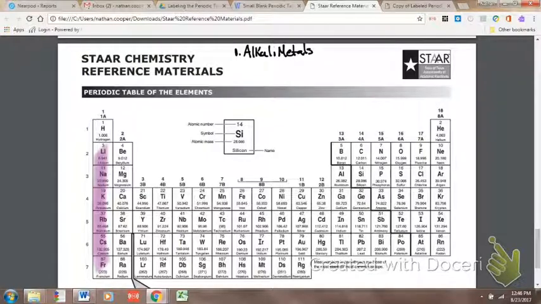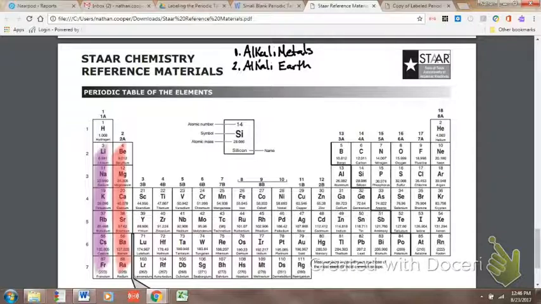All right, so the next column, column number 2, group number 2, this family is called the alkali earths. And they're the alkali earth metals, sometimes is how I will refer to it, or just alkali earth is good.